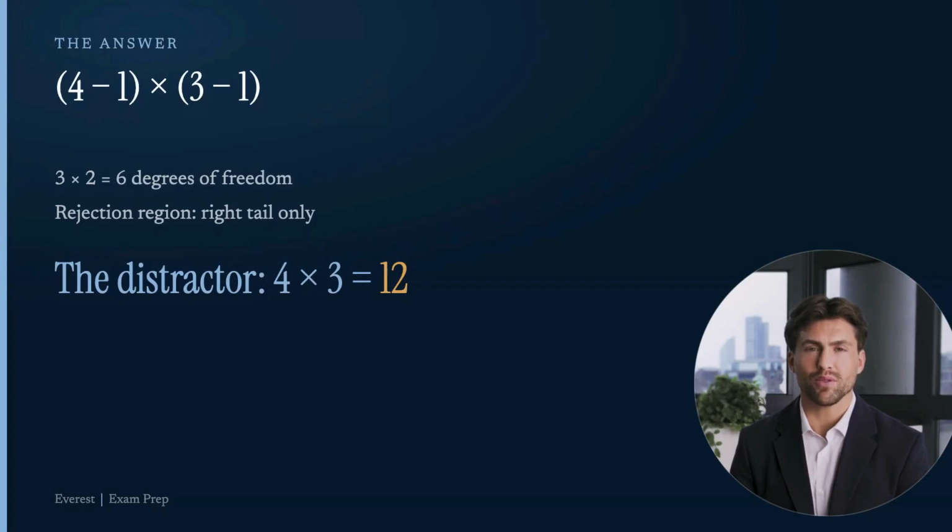4 minus 1 is 3. 3 minus 1 is 2. 3 times 2 is 6. And it's always the right tail because squared differences can only add. If you answered 12, you multiplied the categories instead of subtracting 1 from each first. That's the distractor this question is built around.